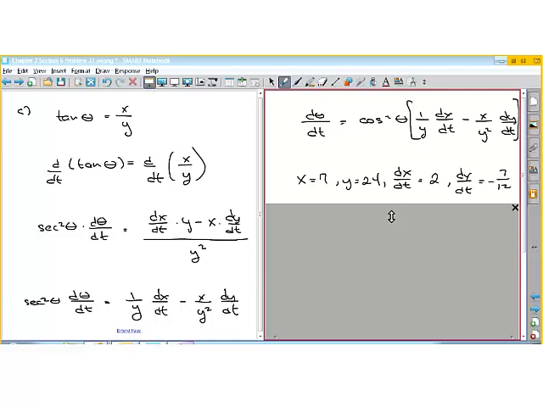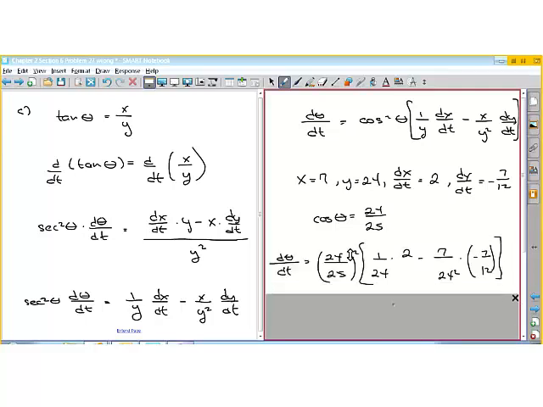We don't actually have to calculate theta. We know that the cosine is the adjacent, which is 24, divided by the hypotenuse, which is 25. This squared plus that squared equals 25 squared. So the cosine of theta is 24, the height along the wall, divided by the hypotenuse, which is the length of the ladder. So we can plug all those in.